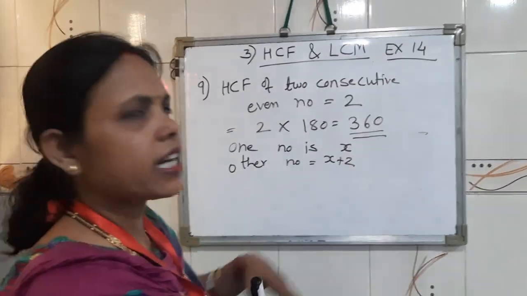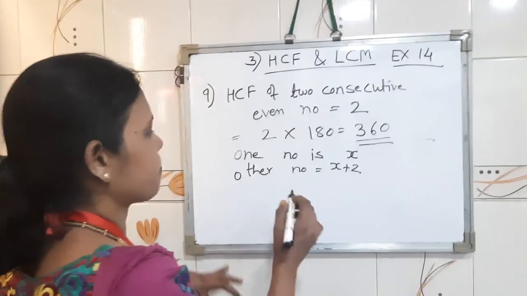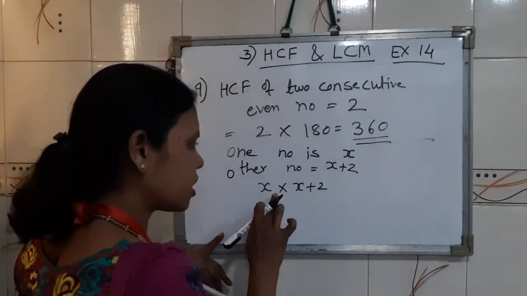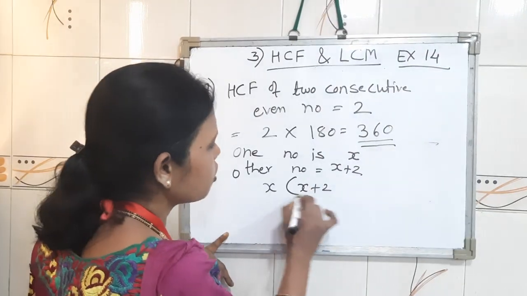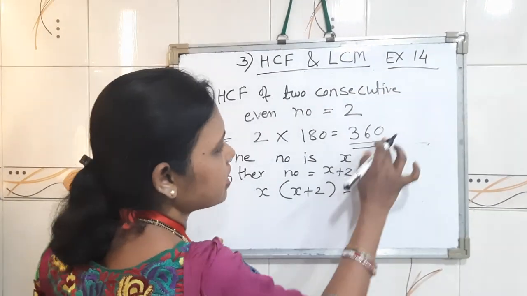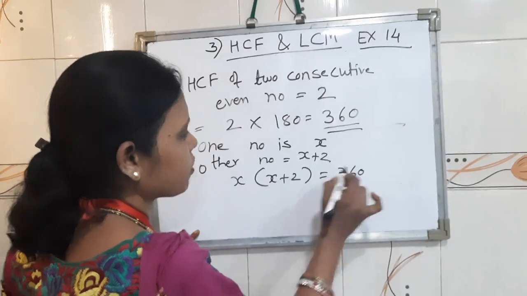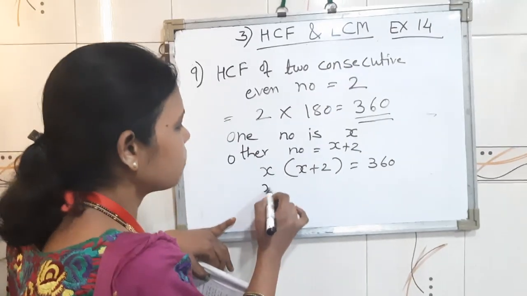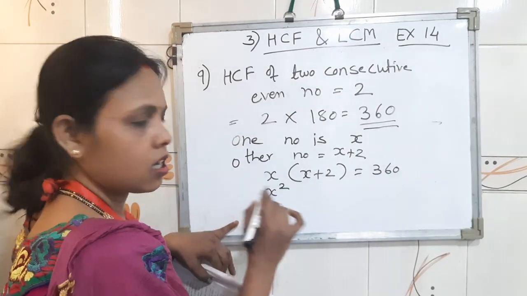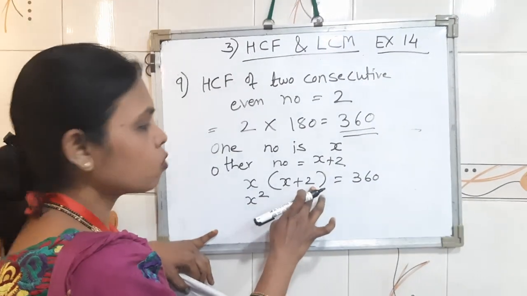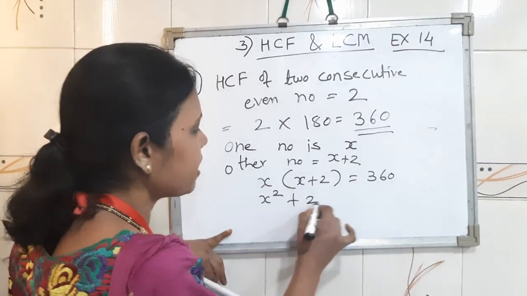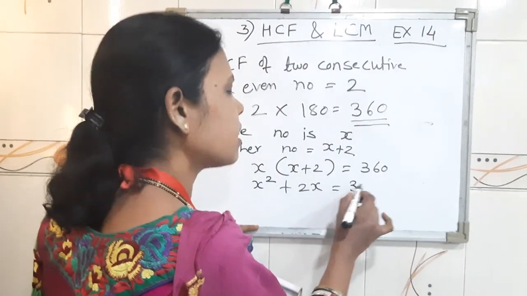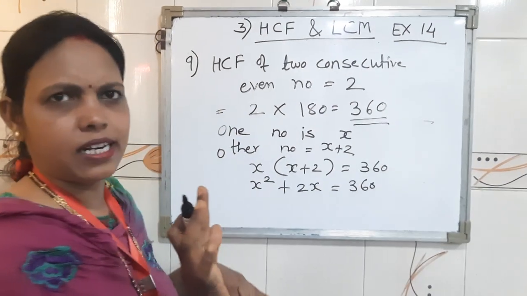Now the multiplication of both these numbers, x into x plus 2, equals 360. Multiplication of x into x, you will get x square. Multiplication of 2 into x, you will get 2x. The next number we will write as it is.